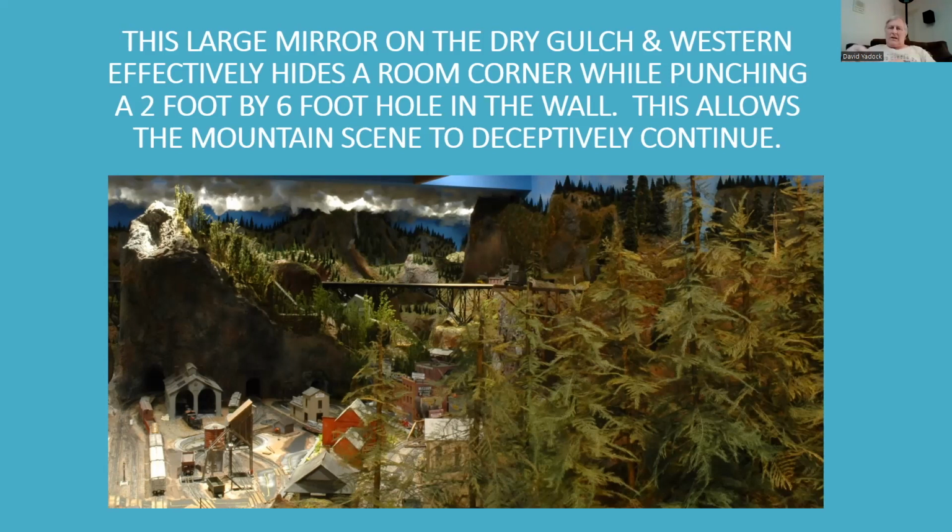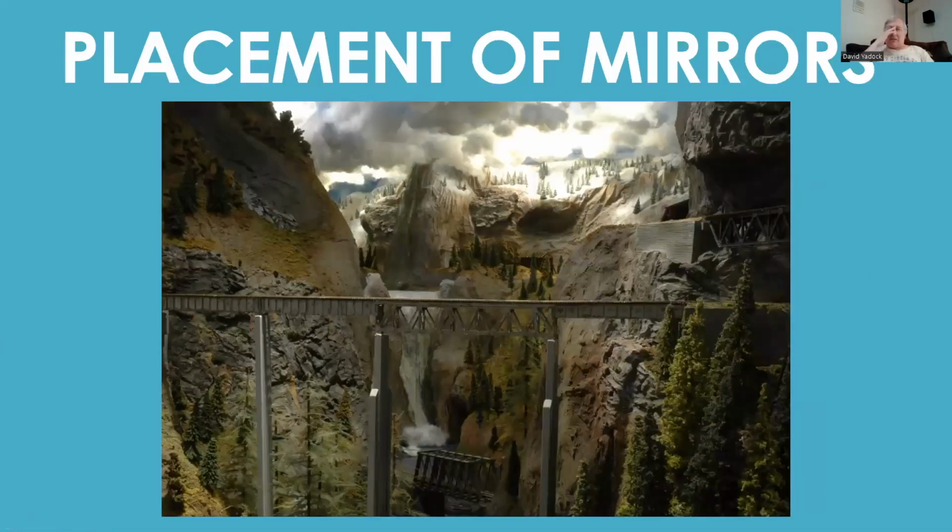What it does is reflect the mountain scene that goes across the other side of the room. So it's a very effective method. The only thing is that you have to be careful of how you place a mirror, and we're going to go into that. Here's another scene with another one of my large mirrors. This one also punches a pretty good size hole, about a 2 by 3 foot space into the layout, and creates the impression or continuation, let's say, of a valley where there really isn't one.